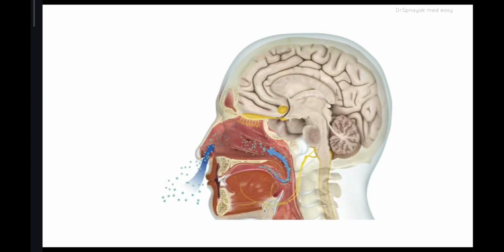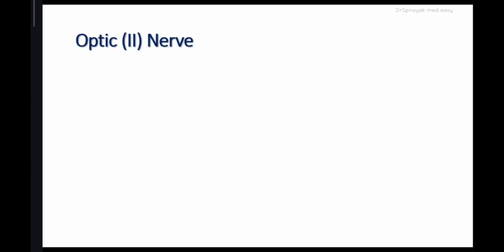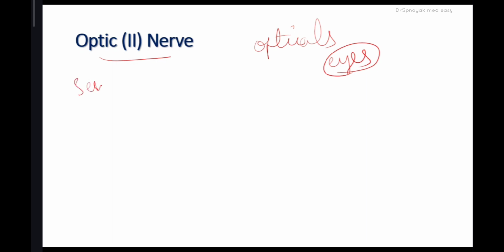So I think you understood about the first cranial nerve, the olfactory nerve, and now we will discuss the second cranial nerve, which is the optic nerve. Optic means optics. I think you might have heard about optics. Always remember, optic is related to the eyes. This is also a sensory nerve. The optic nerve is also a sensory nerve.